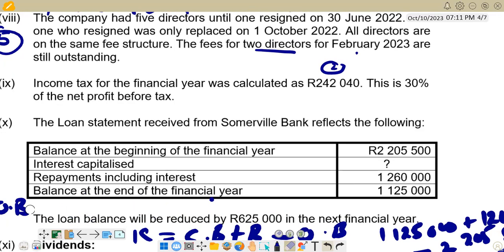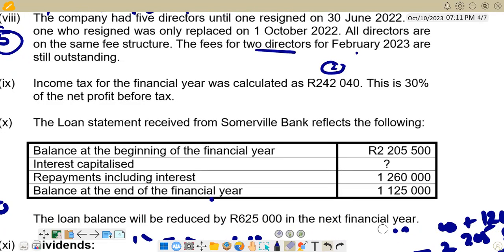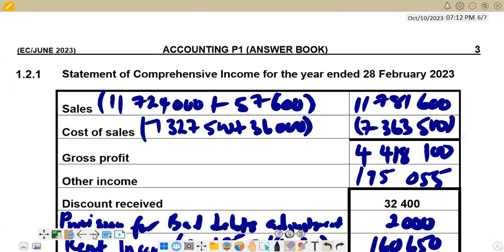Let's see our additional information. Right, additional information is saying the loan balance will be reduced by 625,000 in the next financial year. So what does it mean? It means this 625,000 is the current portion of loan. So we are going to remove this one from the balance that we have for mortgage, and then transfer it under current liabilities as a current portion of loan. So we are going to say 1,125,000 minus 625,000 for the balance for mortgage loan. So we go there and summarize that working.